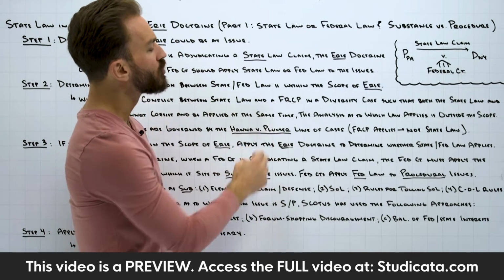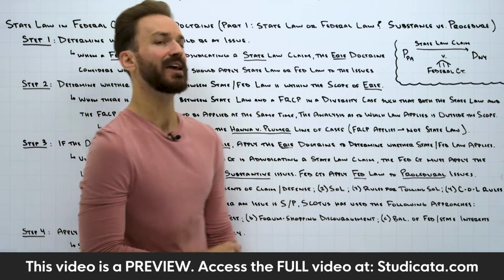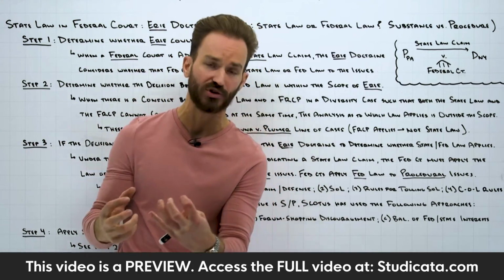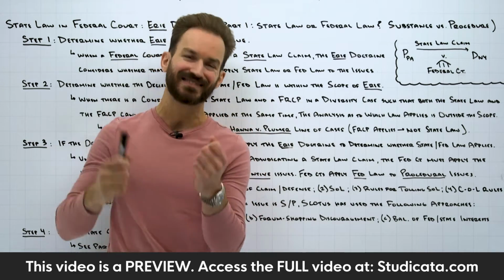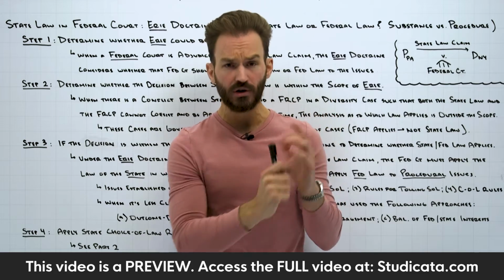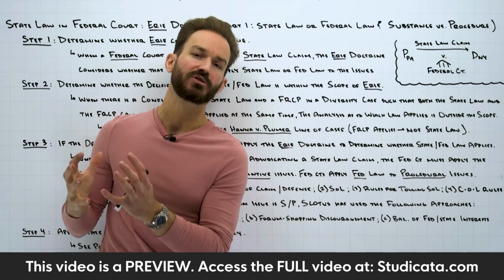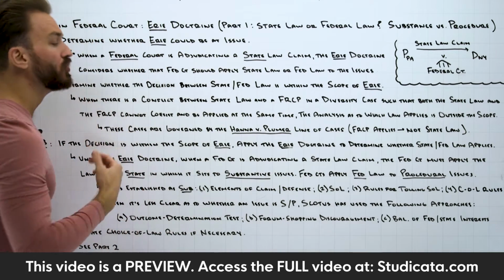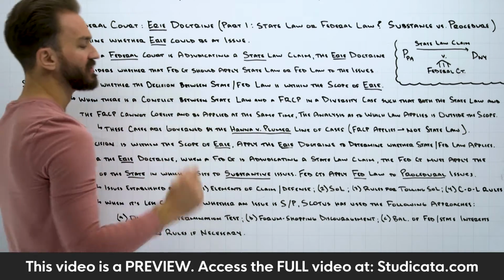Okay, so the federal court hearing this case in Hanna v. Plumer, again, this is a federal court sitting in diversity jurisdiction. This federal court has to decide, do we apply the Federal Rule of Civil Procedure or do we apply Massachusetts state law? And in this case, they actually decide to apply Massachusetts state law.